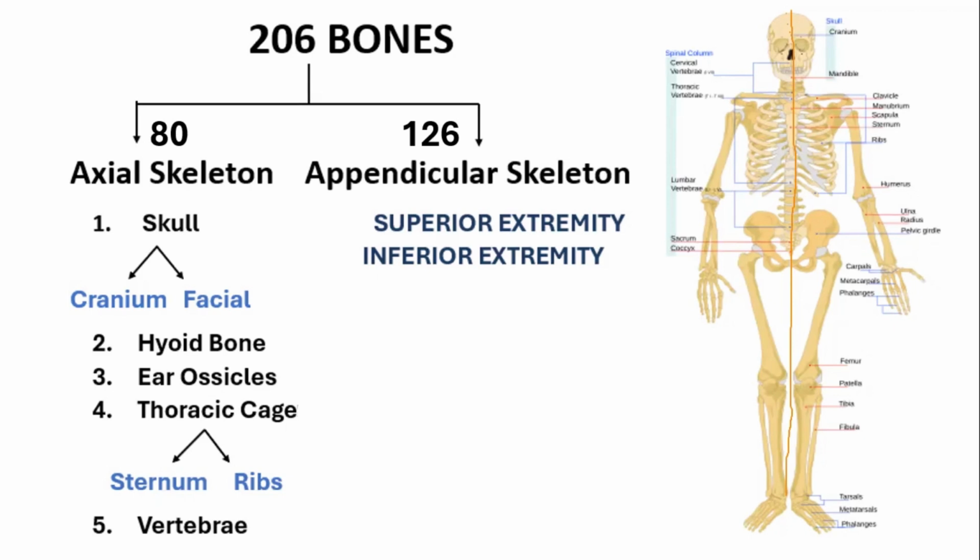206 bones divided into two parts, axial skeleton and appendicular skeleton. For the axial skeleton, we have 80 bones. For the appendicular skeleton, we have 126 bones.